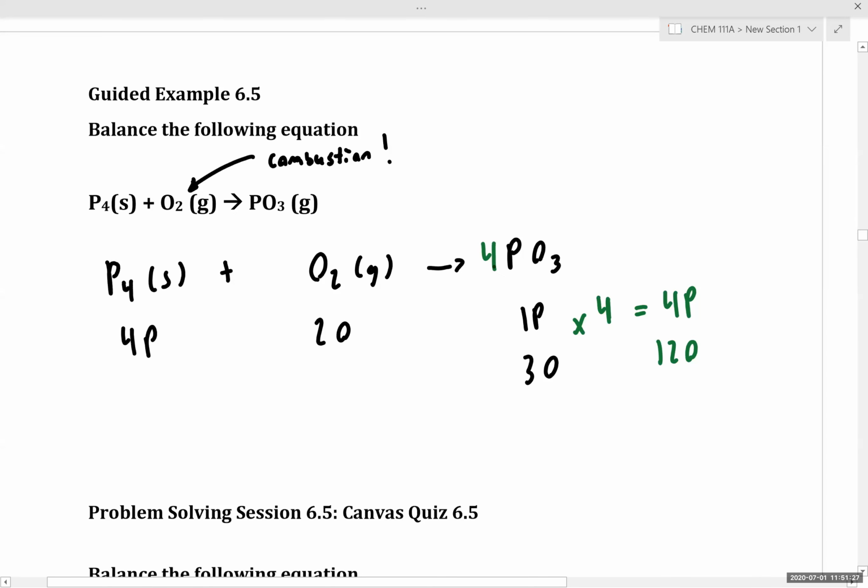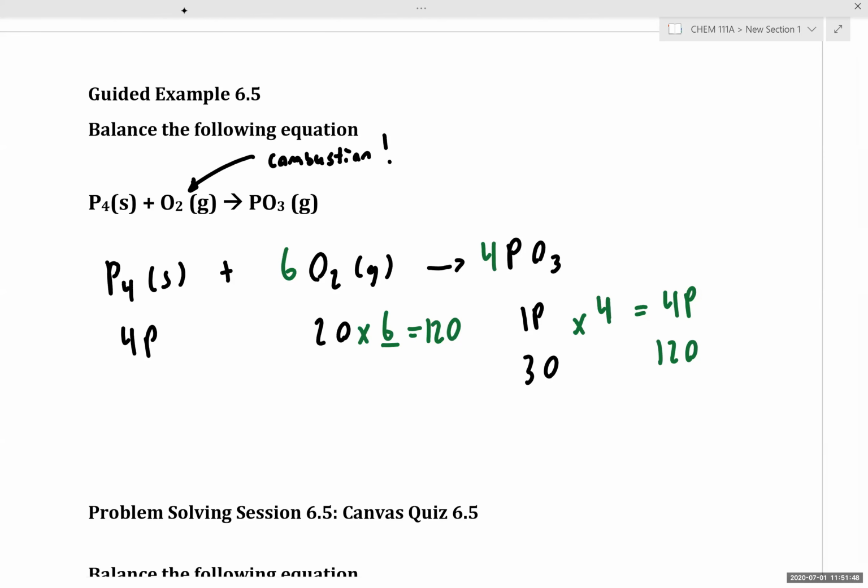Okay. And now if we have 2 oxygens on the left, 2 times what would give us 12 oxygens? What coefficient should we guess for oxygen? 6. Okay.